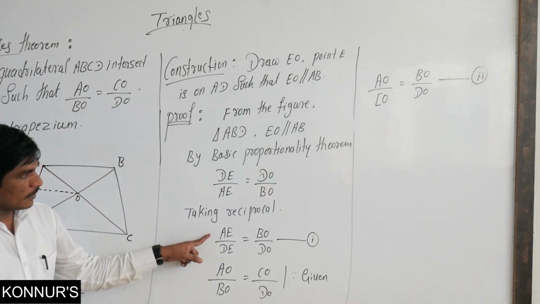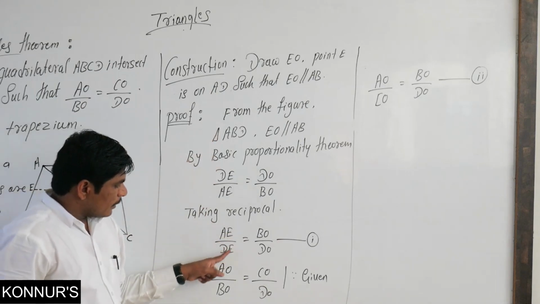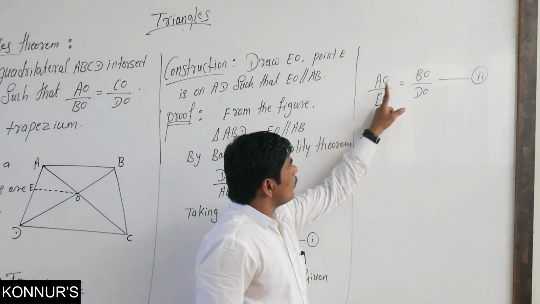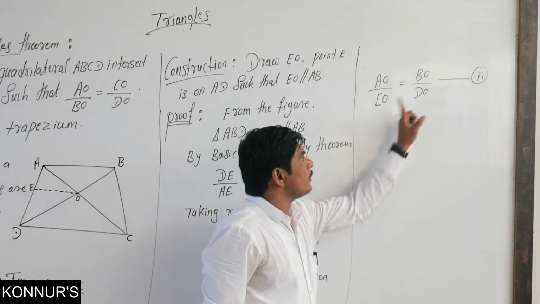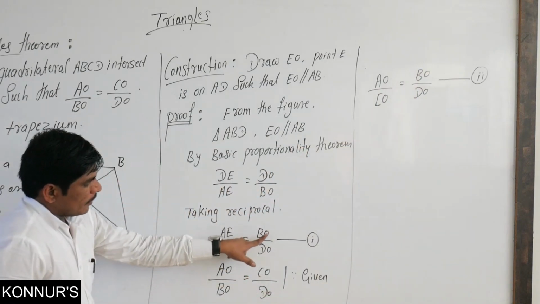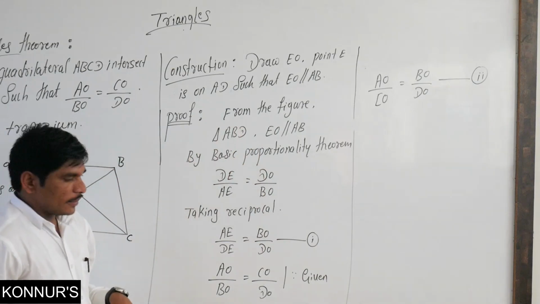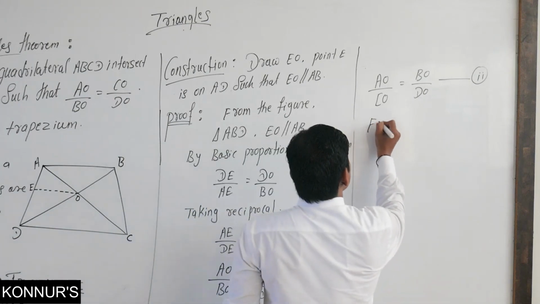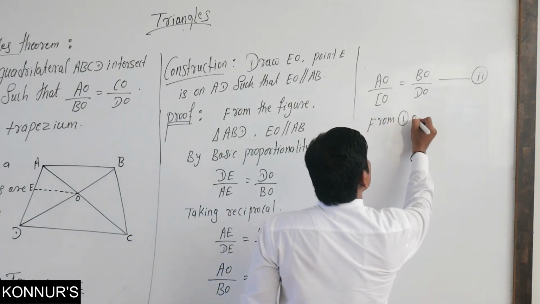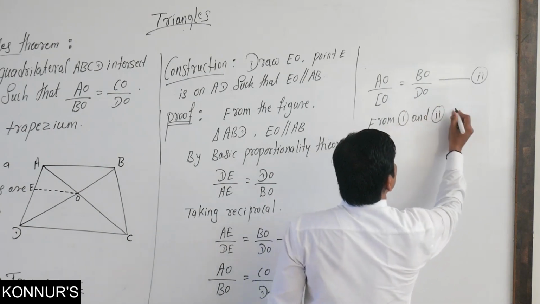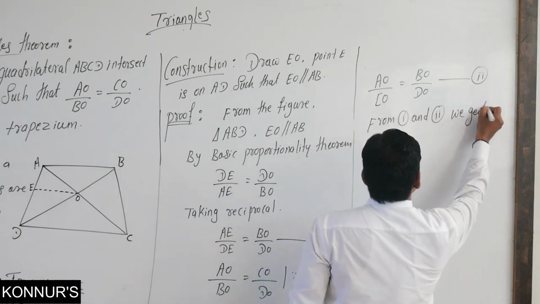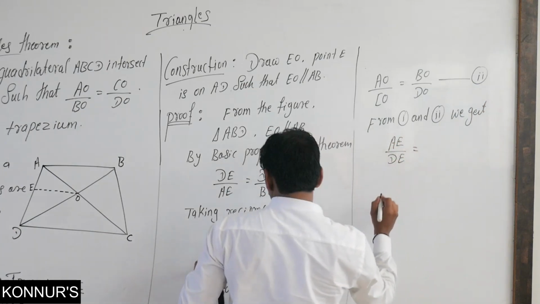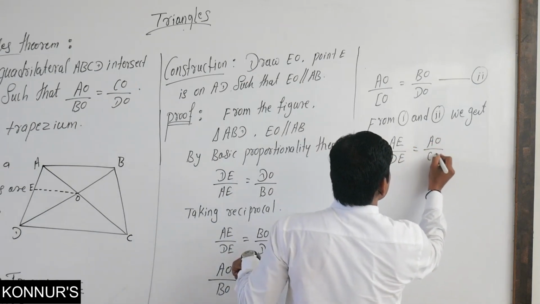Here we observe for equation number 1 and equation number 2, AE by DE is equal to BO by DO, and here also AO by CO is equal to BO by DO. RHS terms are BO by DO, and here that is also BO by DO. That's why both are equal. Then from equation 1 and 2, we get AE by DE is equal to AO by CO.